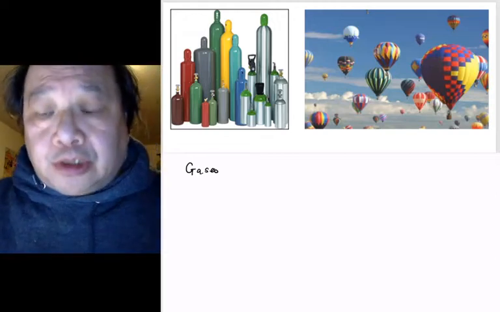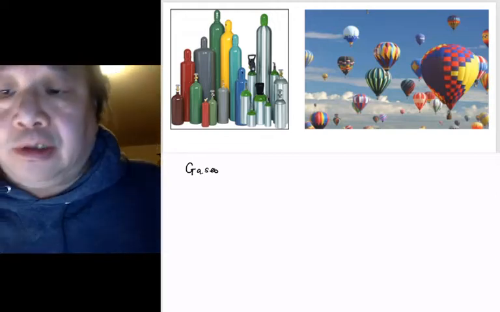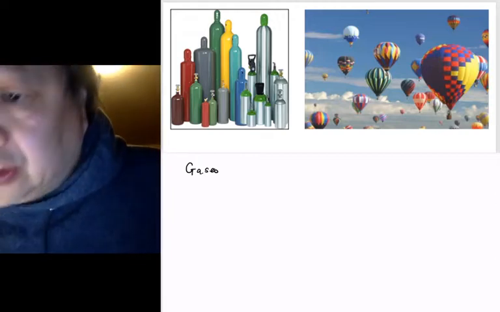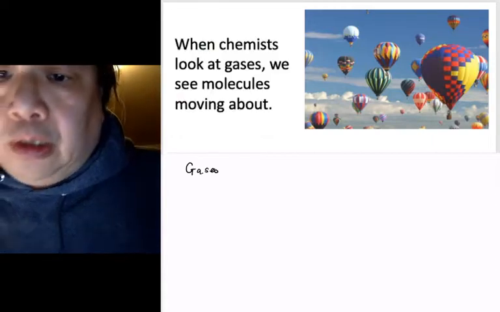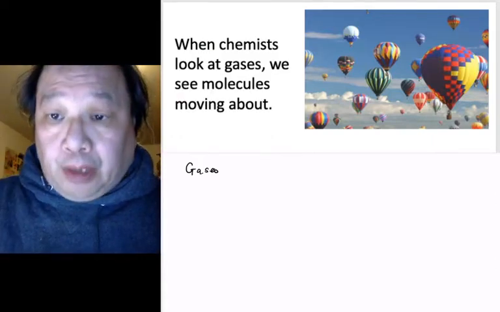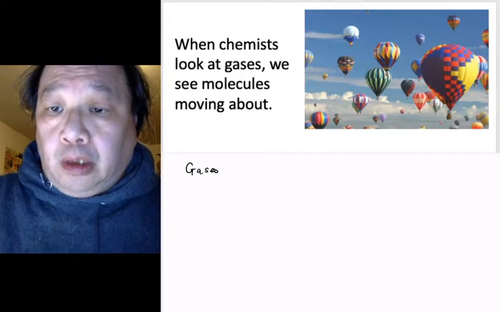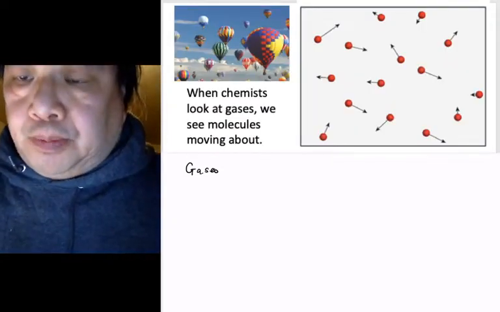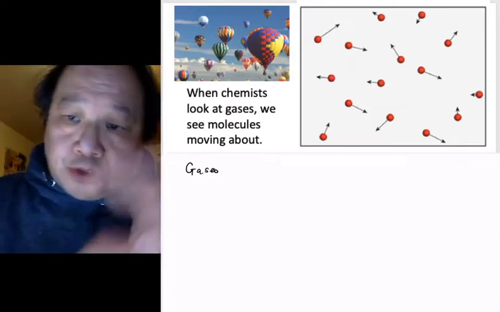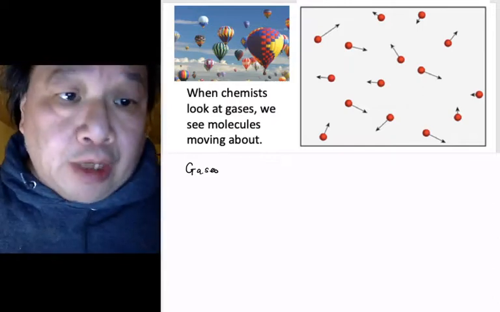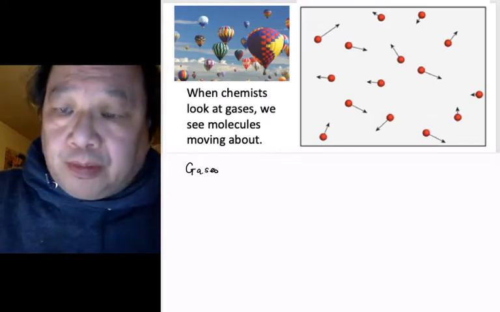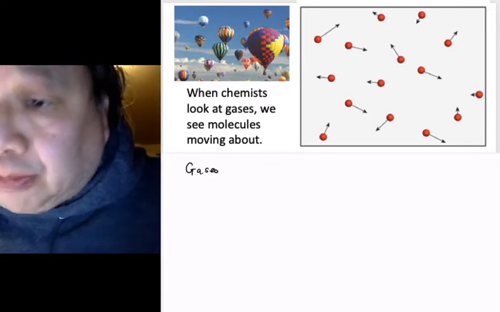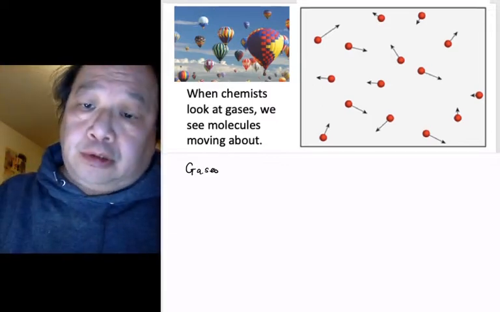But when a chemist looks at that beautiful gas, we see it differently. And hopefully you're beginning to see it differently. What we see are molecules moving about. We can think of them in this picture here. There are the molecules. They're just those little red blobs, which we know are actually Lewis structures and following VSEPR, but they're moving about. The arrows are showing how fast they're moving. And that's the way we chemists look at gases.